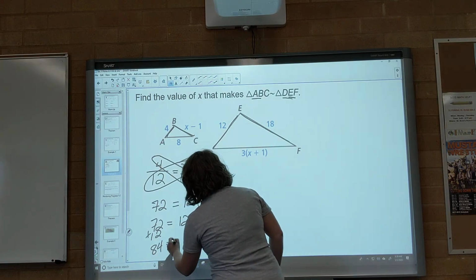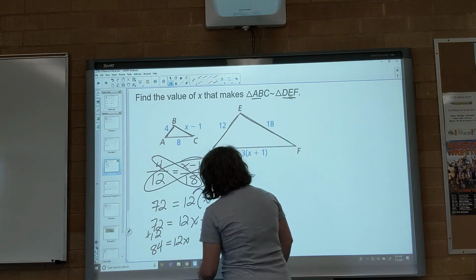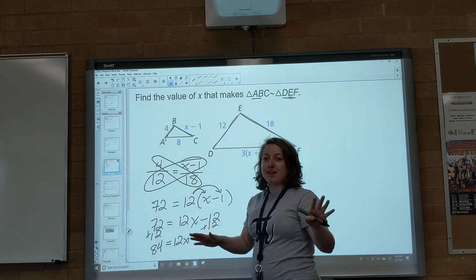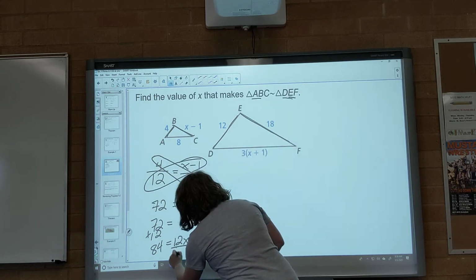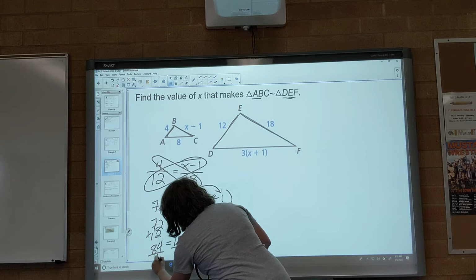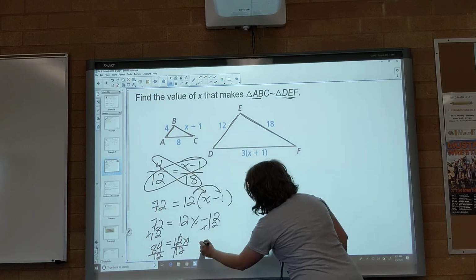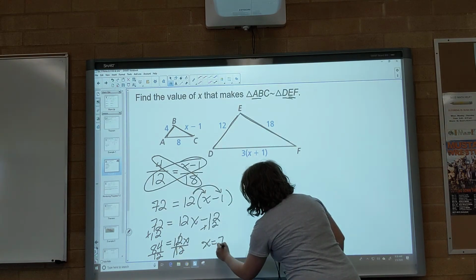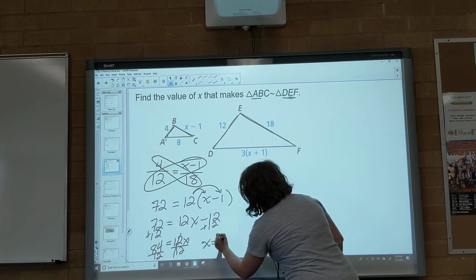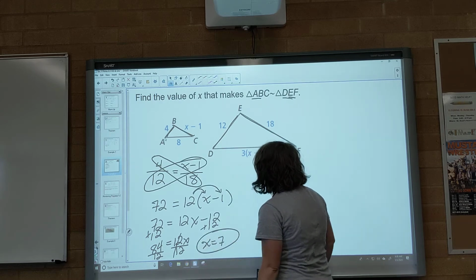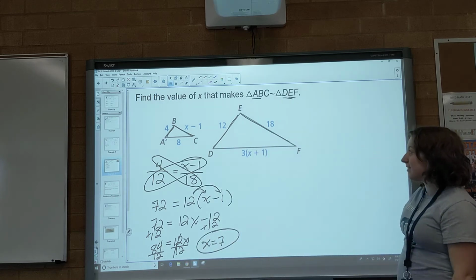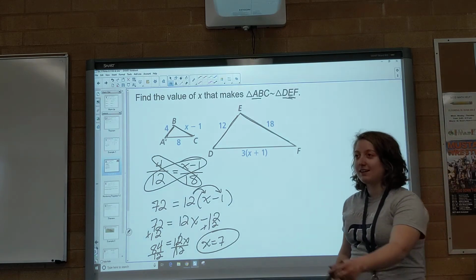It's a good thing Mr. Lee has a calculator. 84 equals 12x. Okay, we want to get x by itself, so I'm going to divide by 12. And 84 divided by 12 is? 7. X is 7? Yep. Nice. That is so good. Okay, we found x. That was so nice. That's it. Piece of cake.